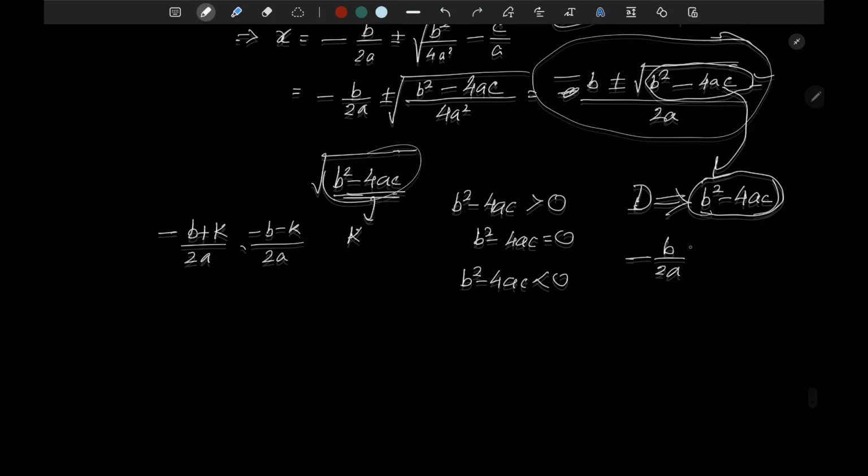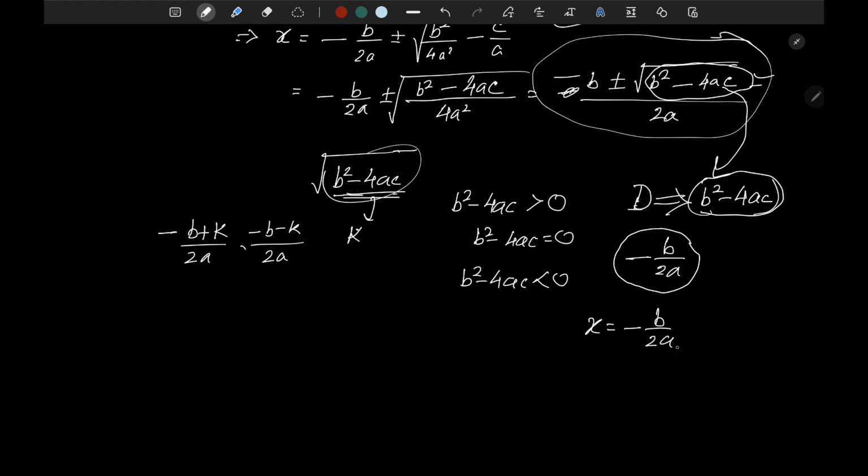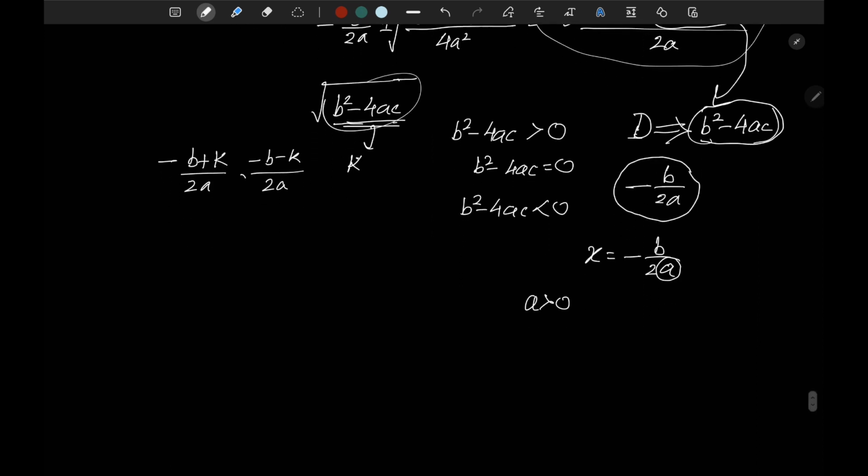Okay. Also a thing to remember from here is that at x equal to minus b by 2a, we will have the maximum or the minimum value of a quadratic equation depending on the value of a. If your a is positive, you will have a unique minimum value of the quadratic equation, and if a is less than 0, then you will have a unique maximum value of your quadratic equation.